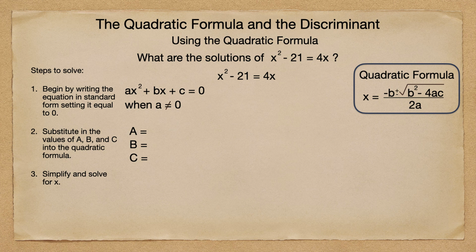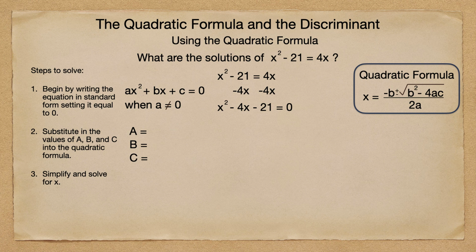We're going to begin by writing our equation in standard form, which means that all my terms are on the left set equal to 0. So what I do not like is that the 4x is on the right side, so I'm going to do the additive inverse and subtract 4x from both sides, which leaves me with x squared minus 4x minus 21 equal to 0. I'm now going to substitute my values for a, b, and c into my quadratic formula.